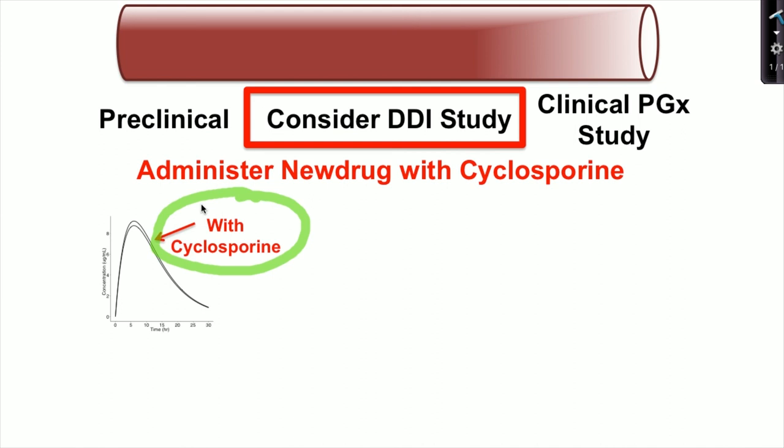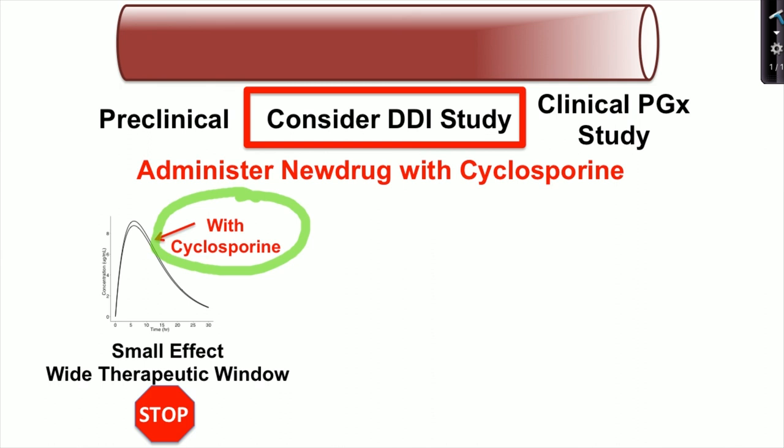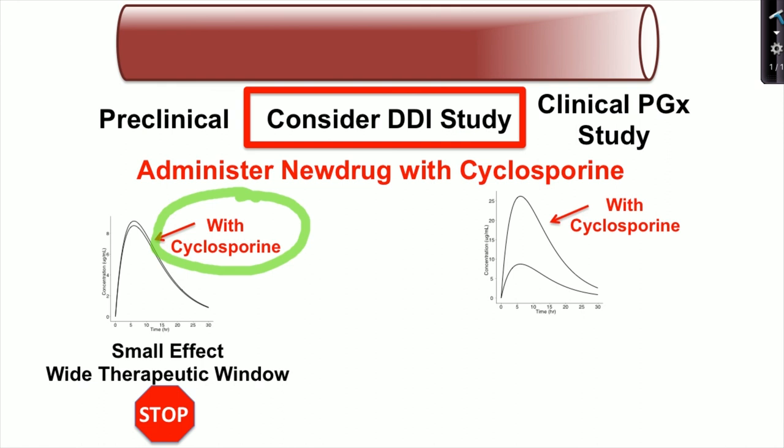If a drug that is inhibiting the transporter, maybe fully, but quite a lot, can't cause a drug-drug interaction, it's a small effect, and especially if you have a wide therapeutic window, don't bother with the clinical pharmacogenomic study. However, if the drug-drug interaction study gives you a clue that drug levels go up with cyclosporine, that means individuals who carry the genetic polymorphism will probably also have higher levels. And so now you might want to do that clinical pharmacogenomic study.